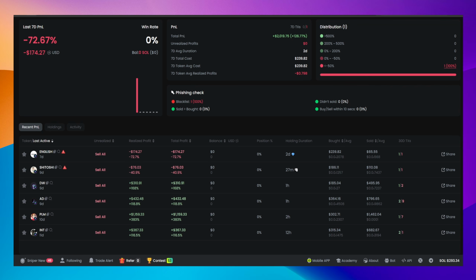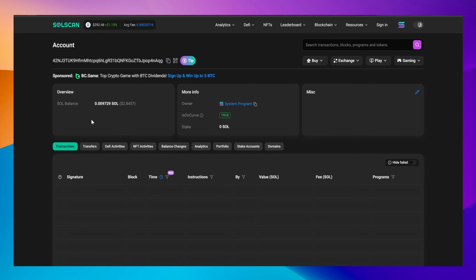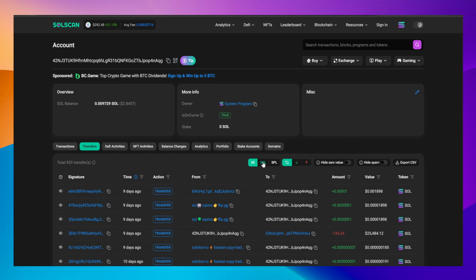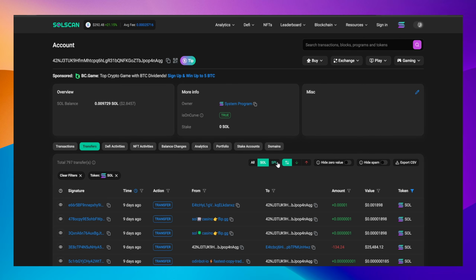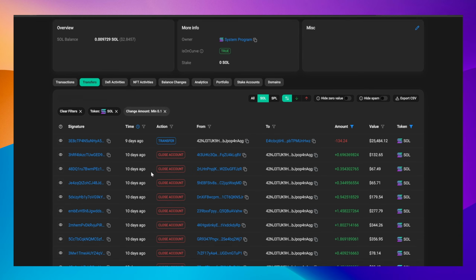Let's have a look at this latest wallet, which was this one, and see what's up with it. Same thing, it doesn't have Solanas, but it had a lot of tricky trades. So let's open it. Let's go to the transfers tab. Let's go to Sol. And the amount is going to be above 0.1.